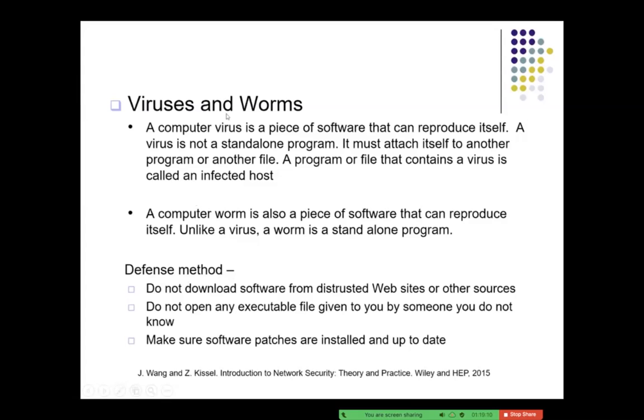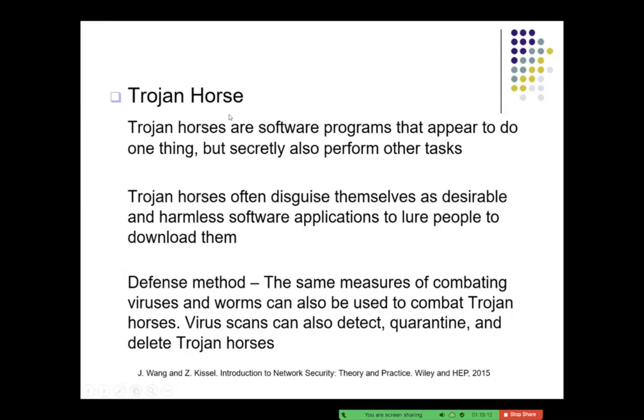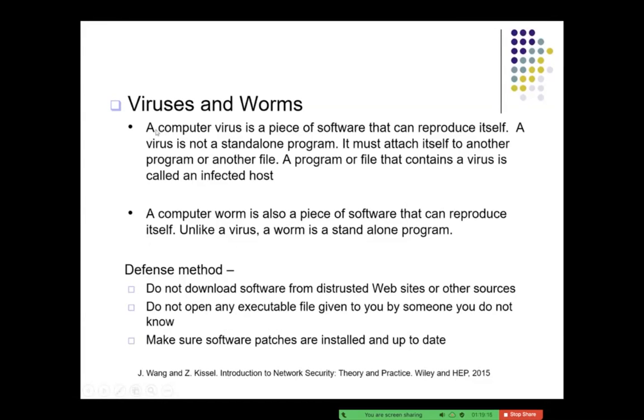Viruses and worms are programs. In particular, a computer virus is a piece of software, a piece of code that can reproduce itself. But a virus is not a standalone program. It must attach itself to another program or another file which can be executed. A program or file that contains a virus is called an infected host.